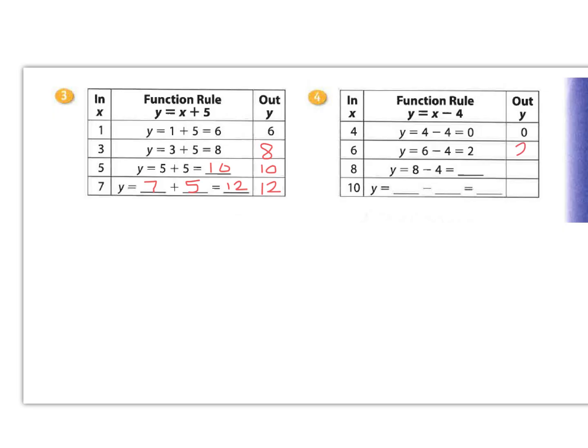so our output is 2. The next one they did for us, again, they wrote it out. They substituted 8 in for x. 8 minus 4 equals 4. So our output is 4. And now we have to write it in. Y equals x minus 4. X is 10. And then the rule is minus 4. 10 minus 4 equals 6. So our output is 6.